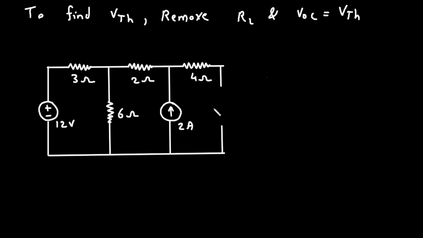And now this will be our VTH. This is positive and this is negative. Now here this 4 ohm is open circuited. That means this node voltage will be our VTH. The voltage across this current source will be VTH.